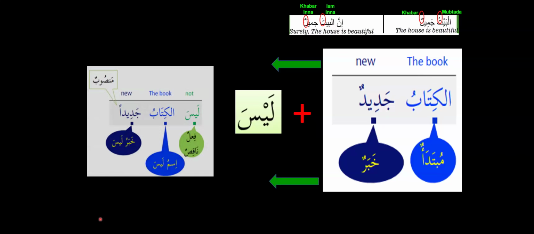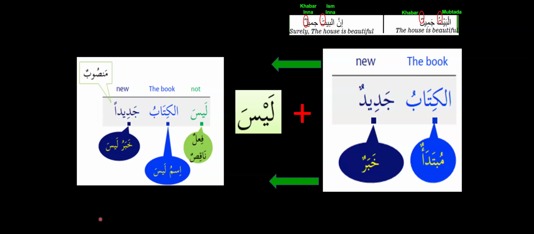We'll do more exercises. Things will get very, very clear, inshallah. Don't worry. So once again, al-kitabu jadidun, al-kitab is mubtada and jadidun is the khabar. When we add laysa, what's going to happen? Have a look at this. Laysal kitabu jadidan. The book is not new.